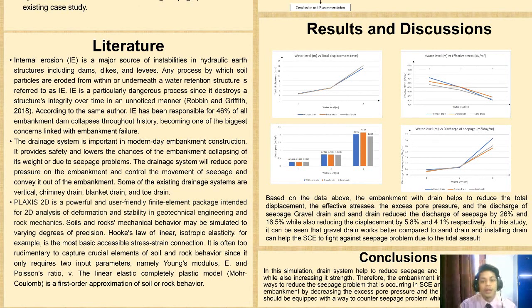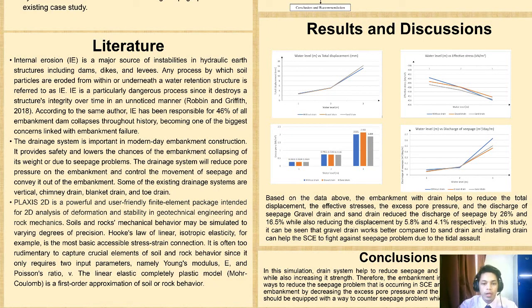Some of the existing drainage systems are vertical drain, chimney drain, blanket drain, and toe drain. So next is the Plaxis 2D. Plaxis 2D is a powerful and user-friendly finite element package intended for 2D analysis of deformation and stability in geotechnical engineering and rock mechanics. Soil and rock mechanic behavior may be simulated to varying degrees of precision.